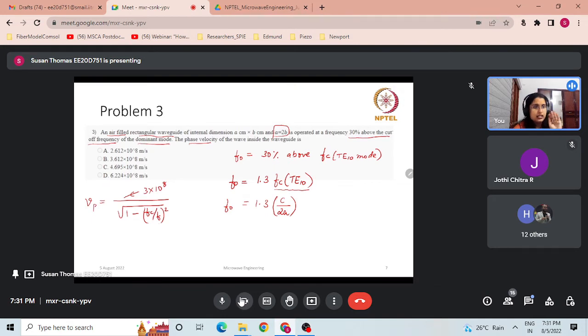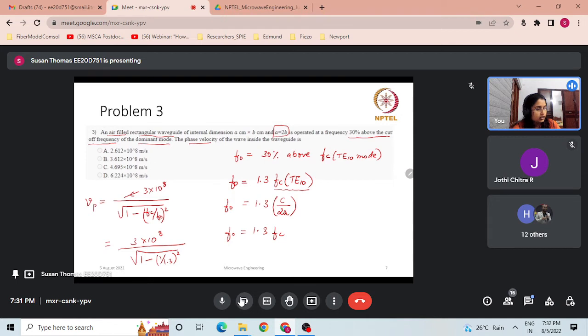fc is c by 2a, and f naught is the operating frequency. So we need to say that f naught is 1.3 times fc. I can directly write it here: 3 into 10 power 8 divided by root of 1 minus (1 by 1.3) the whole square. I hope this is clear.